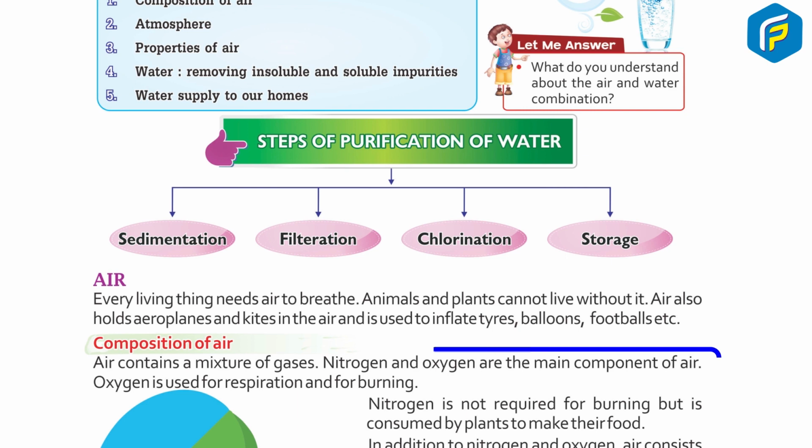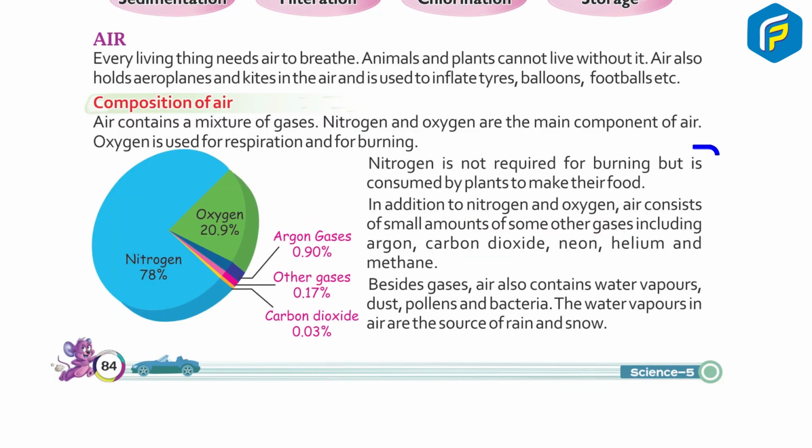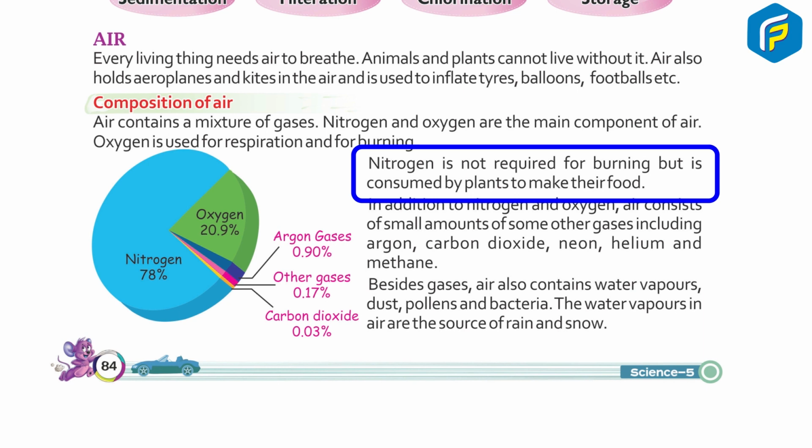Composition of air. Air contains a mixture of gases. Nitrogen and oxygen are the main components of air. Oxygen is used for respiration and for burning. Nitrogen is not required for burning, but it is consumed by plants to make their food.